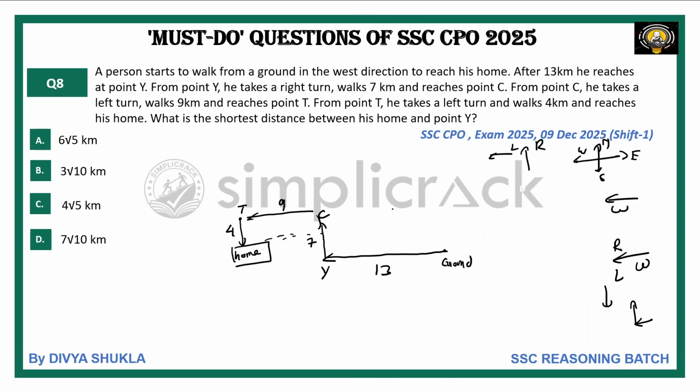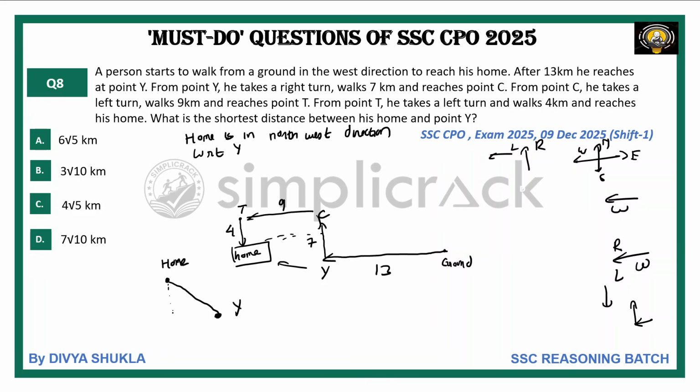What is the shortest distance between home and point Y? I can say this is the point of home, and this is the point of Y, because you can see that home is in the northwest direction of Y. So I can write here that home is in northwest direction with respect to Y, so this is point Y.